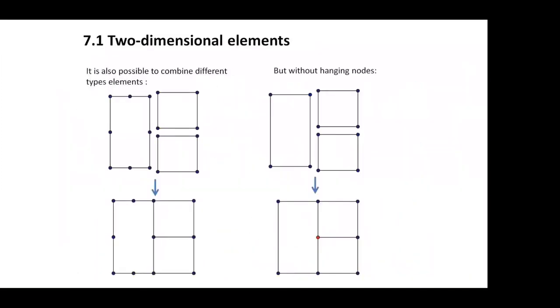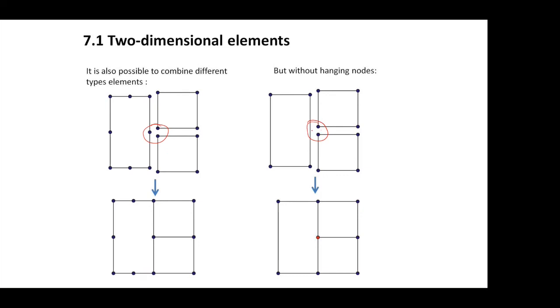Now, you can have a combination of different types of elements if you want. You can have linear and quadratic elements combined together as long as you match the nodes together. So if there is a node that will match things together, then this is fine, because these elements would always need to be connected at the nodes.